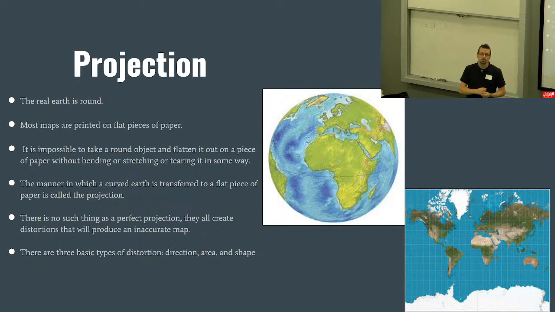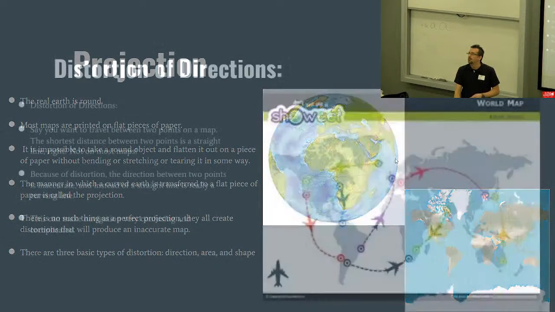But there's no such thing as a perfect projection, and there are some that are more applicable or easy to use. But typically, they all have distortion. And in this case, we have distortion in three ways. Three types of distortion: distortion in direction, distortion in area, and distortion in shape. I will leave the next couple of slides, we're going to get into that.